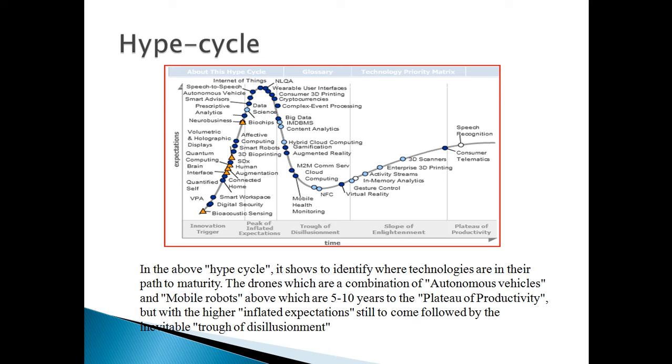And here is my hype cycle. Actually, a drone is nothing but a robot. It is a combination of both autonomous vehicles and mobile robots. These are above, which are 5 to 10 years to the plateau of productivity, but with higher inflated expectations. You can say that the autonomous are higher in the peak of inflated expectations and it is still to come, followed by the inevitable trough of disillusionment.